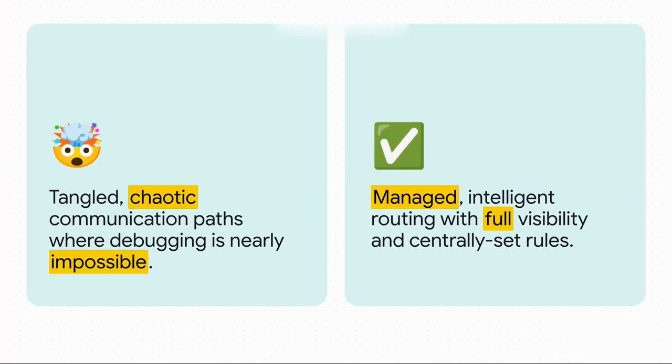You know, the contrast here is just incredible. On the left, you've got the before world, total chaos, a tangled mess where finding out why something broke is a complete nightmare. Then, on the right, you get the after world, clean, orderly, with smart traffic routing, total visibility, and clear rules for everybody. This is the fundamental promise of a service mesh. It transforms that unpredictable chaos into predictable, manageable order.